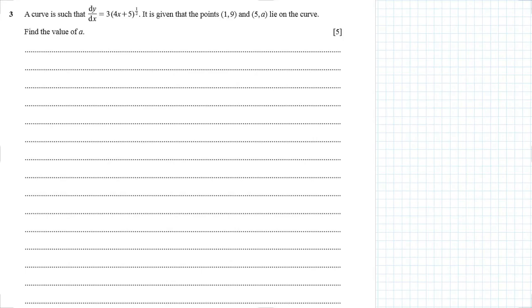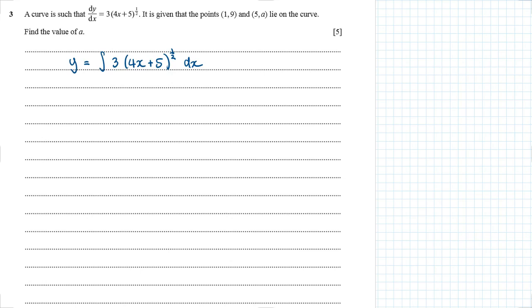To make progress in this question, you have to realize that they gave us the derivative and then some points which lie on the function. These points don't lie on the derivative, they lie on the function. We can find the function by doing the integration of the derivative, and that's exactly what we do.